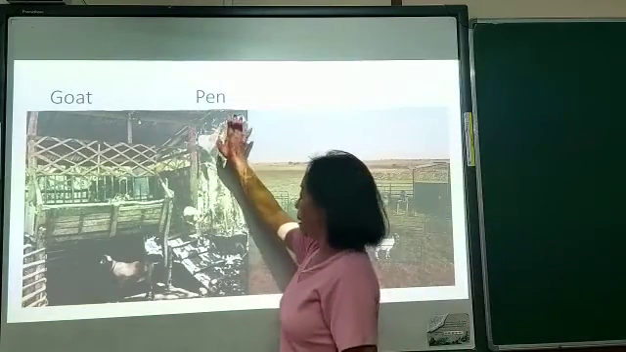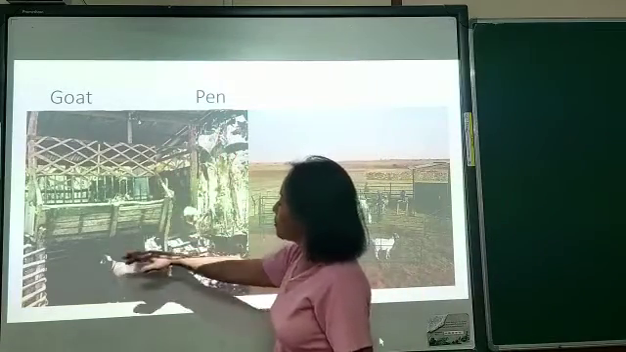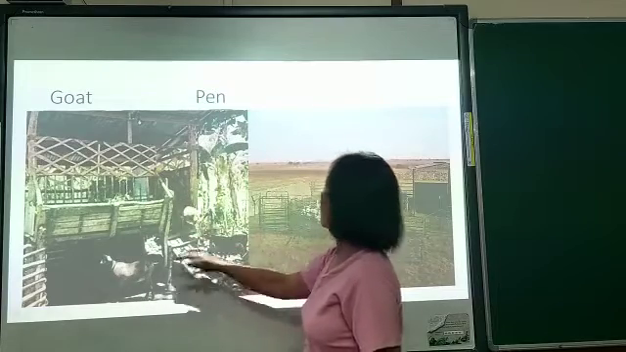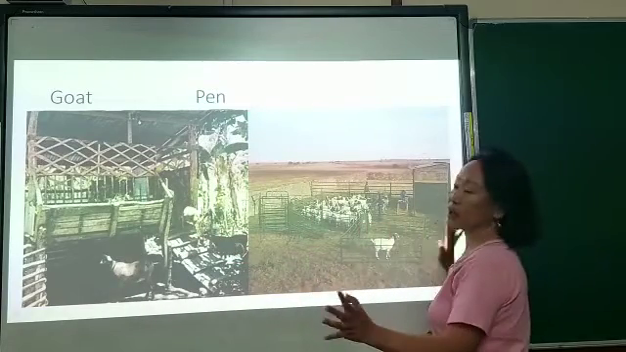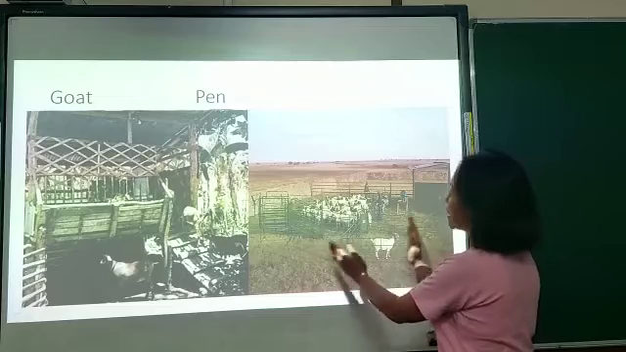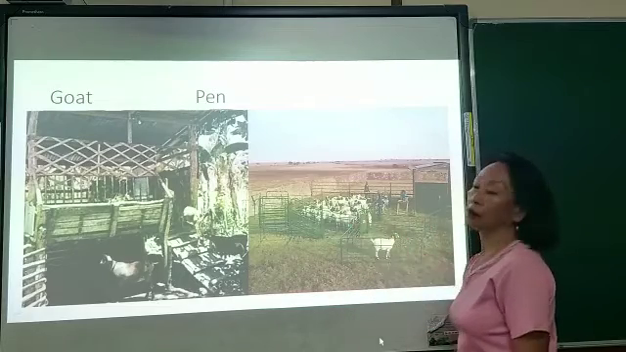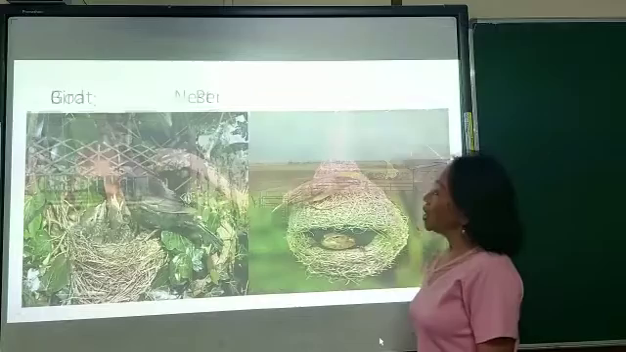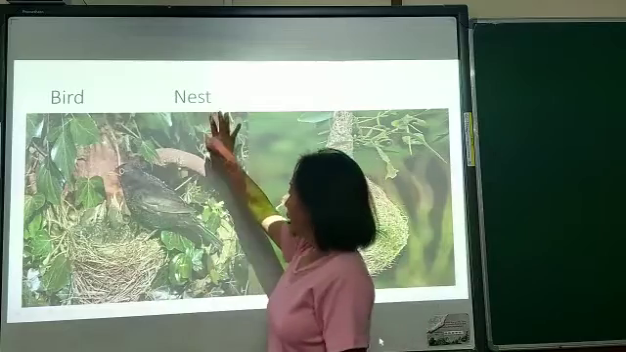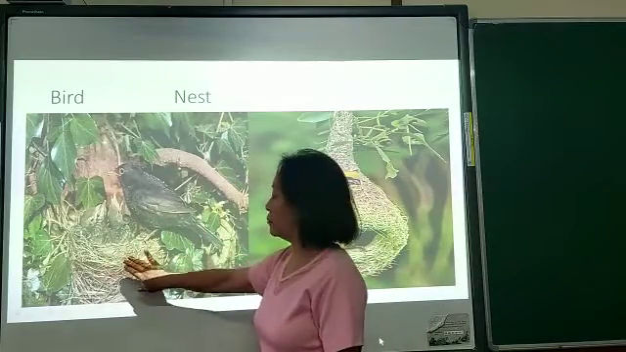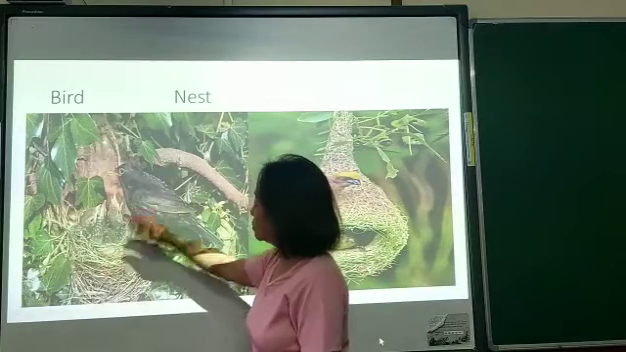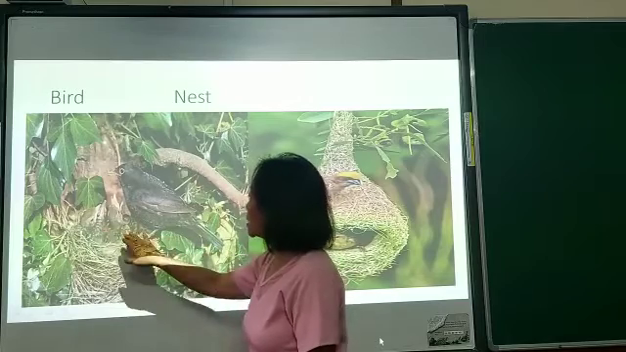Goat, pen. Again I showed it our local, we keep our goats like this, in the pen, and again when it is in a huge number, they have pens like this, where they keep a number of goats together. Bird, nest. Now this is a common nest we see of birds. The nest built on the tree, and the chicks are there.